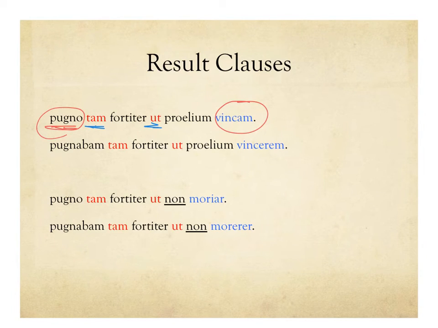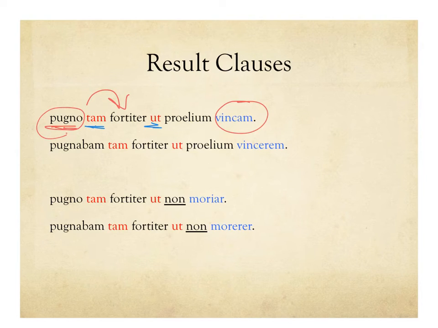Pugno, I fight so strongly, so bravely, that I win the battle, right? This is the result. I fight so strongly with the result that I win the battle. I fight so strongly so that I win the battle. You can see that result clauses, we don't really translate with that may, might idea. It's really the result. So that's how we're going to translate it. That's why I'm fighting so strongly or so bravely, so that I may win the battle. And you can translate it with the may, or you can translate it without.